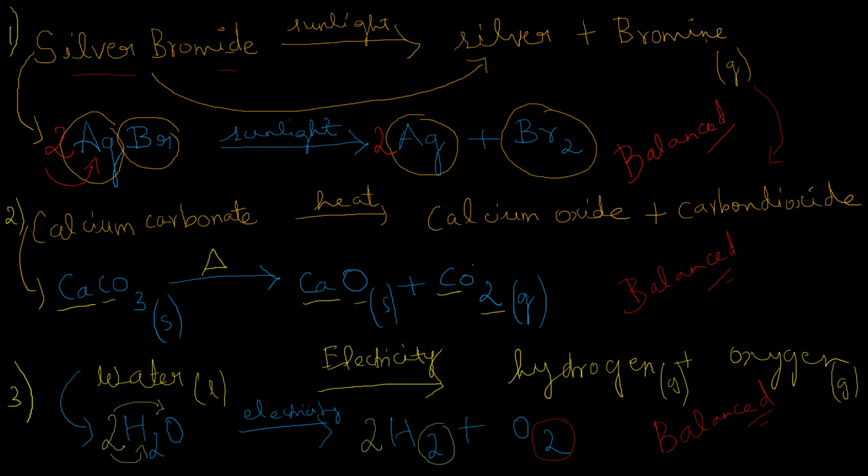You can also make use of magnesium oxide in place of calcium carbonate. Even magnesium oxide can be used as one of the decomposition reaction examples. So it forms magnesium and oxygen. And if you couldn't remember that, you can make use of calcium carbonate and calcium oxide, this reaction. That's it.